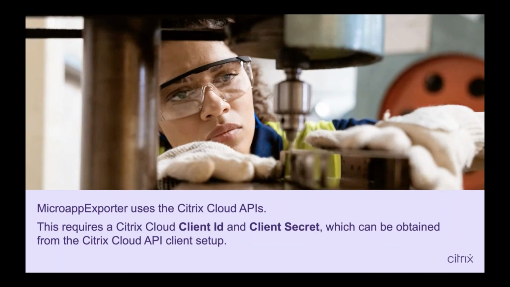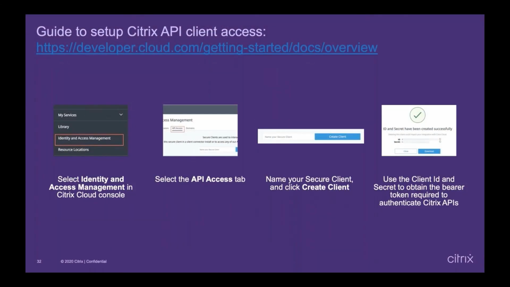So the MicroappExporter uses the Citrix Cloud APIs, as Greg previously described, and this requires a Citrix Cloud client ID and client secret in order for you to connect and use the REST API. And this can be obtained from the Citrix Cloud API client setup. So in order for you to set up your Cloud API client, simply follow the guide and the link above. Some of the key steps: you log into your Citrix Cloud portal and go to the Identity and Access Management section on the left-hand side. And then once there, click on the API Access tab.